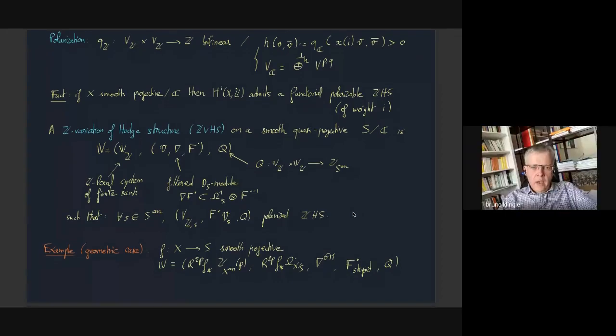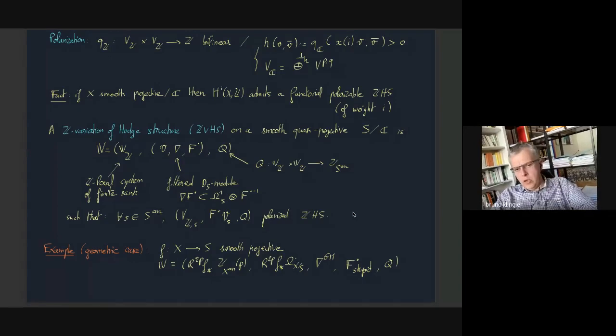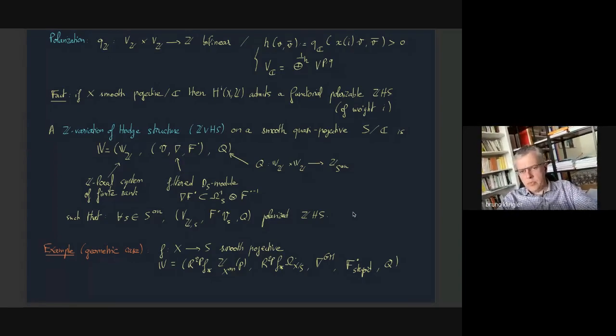Okay. So of course, the typical example is in the geometric case I started with. If you have a smooth projective morphism, then your local system will be just, for instance, if you work in degree 2p, R^{2p} f_* of Z. So this will be a local system where the fiber will be the cohomology of the fiber of f in degree 2p, with Z coefficients.